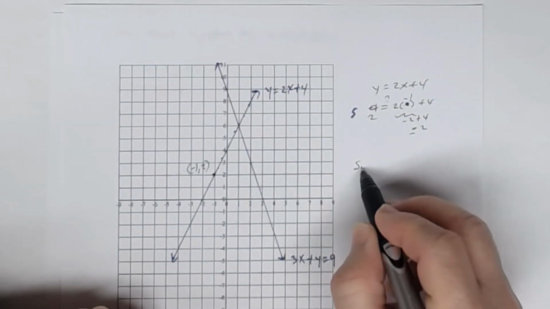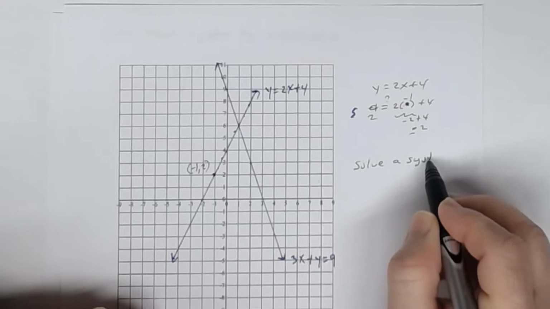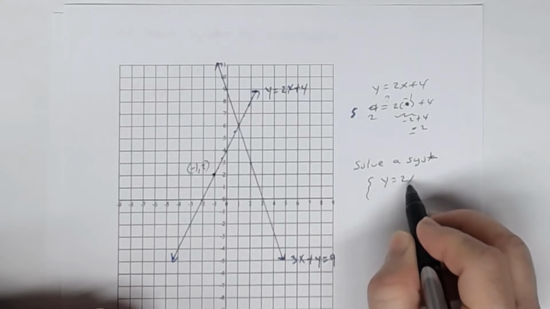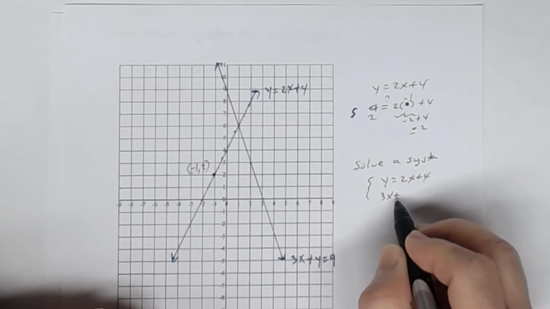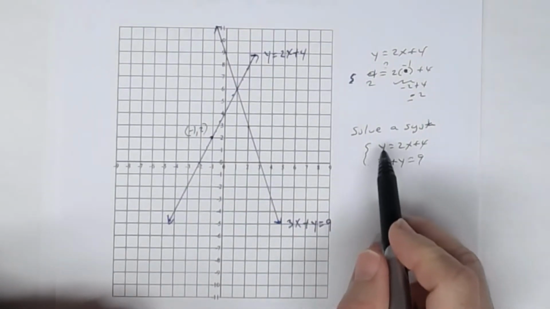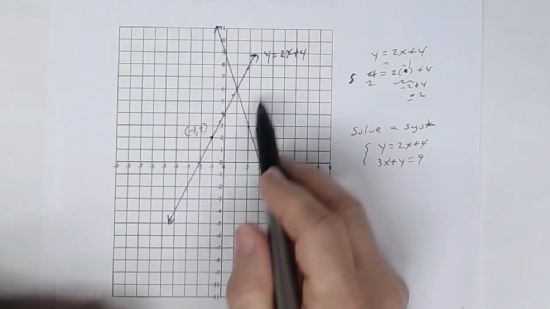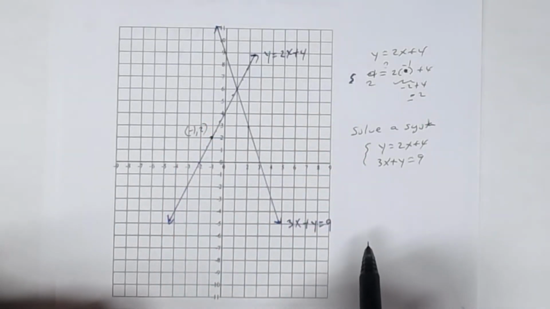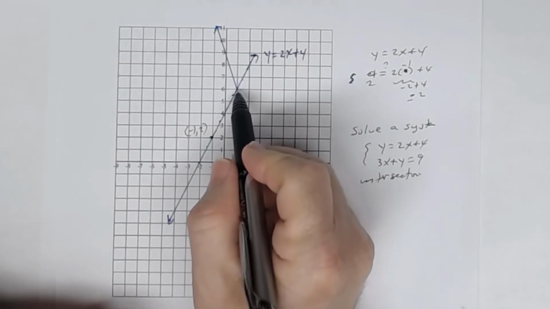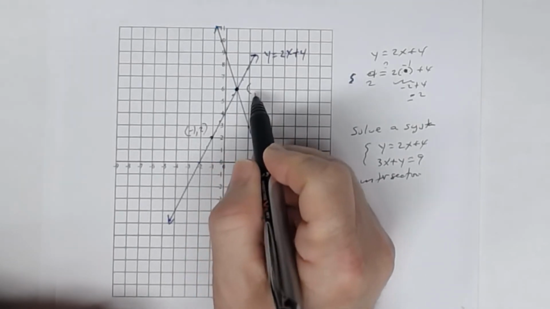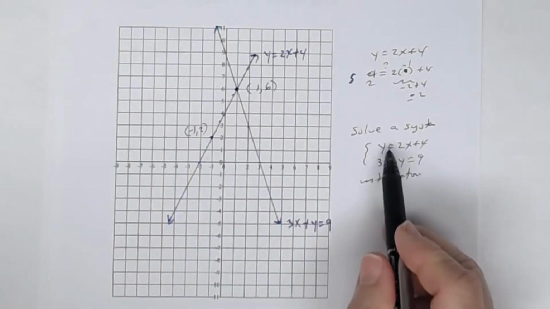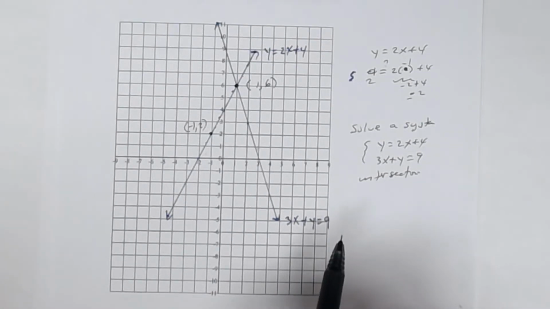Now, when you're asked to solve a system, let's say my system is these two equations, y equals 2x plus 4 and 3x plus y equals 9. You're finding the ordered pair that makes both of those equations, both of those lines, true at the same time. Basically you're looking at the intersection of those two graphs. The intersection is right here, and that's the point (1, 6). When I substitute 1 and 6 for x and y, both equations are true at the same time.